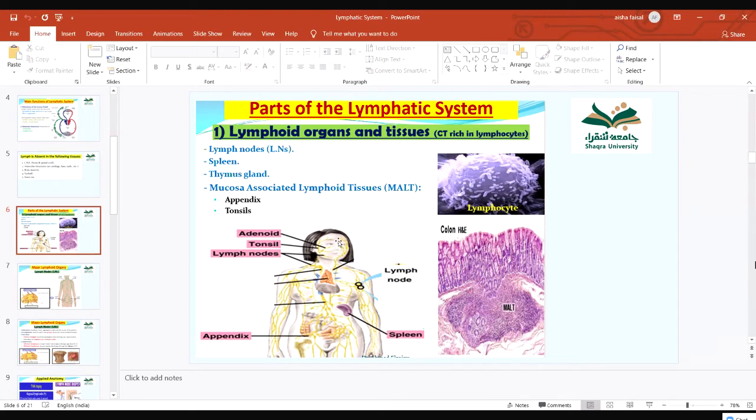So you have organized mucosa associated lymphoid tissue and you have diffuse mucosa associated lymphoid tissue. Examples of the organized mucosa associated lymphoid tissue are adenoids and tonsils, located in your nasopharynx and the oropharynx. And the examples of the diffuse mucosa associated lymphoid tissue are your GALT, the gut associated, the bronchial associated, the laryngeal associated. These all are diffuse masses of mucosa associated lymphoid tissue.